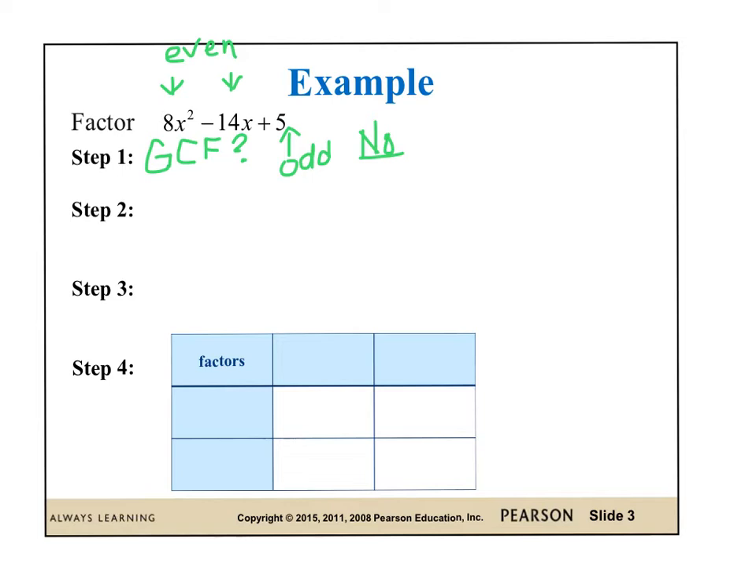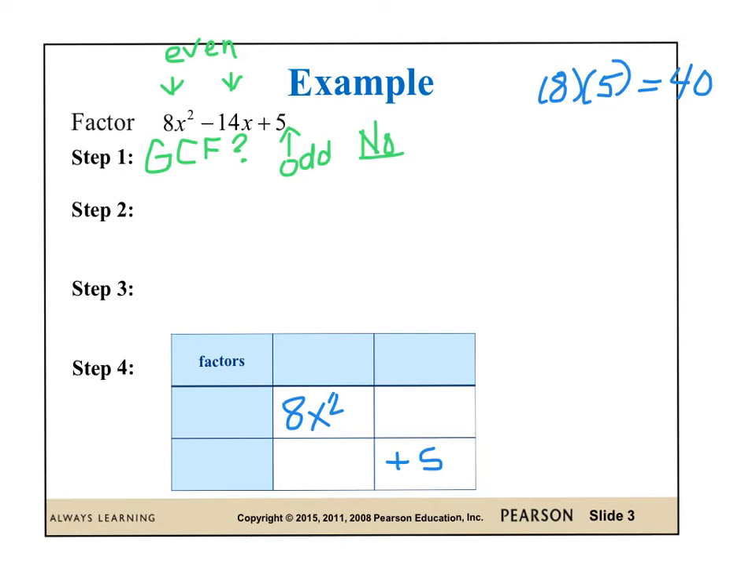So my first term is 8x squared, and my last term is plus 5. And the product of 8 and 5 is 40. And so what I need first is I need all the factors of 40, and there are quite a few.